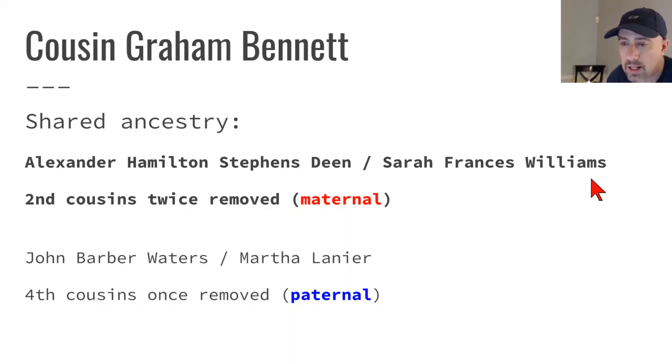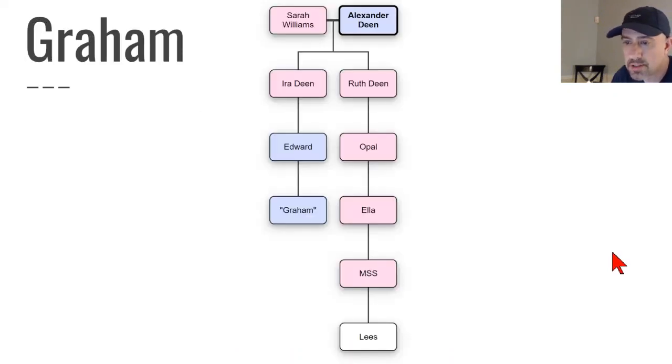We were related through Alexander Dean and Sarah Williams on one of my maternal lines, and I found that we are related through John Barber Waters and Martha Lanier on one of my father's lines. And so the paternal relationship is a fourth cousin once removed relationship, and the maternal relationship is a second cousin twice removed relationship. So the maternal relationship is a good bit closer, and it's fairly safe to assume that most, if not all, of the DNA that we share came from that maternal relationship, but we cannot make that assumption with absolute certainty. We do want to explore this possibility as well as we can to get the most accurate picture possible from the shared DNA.